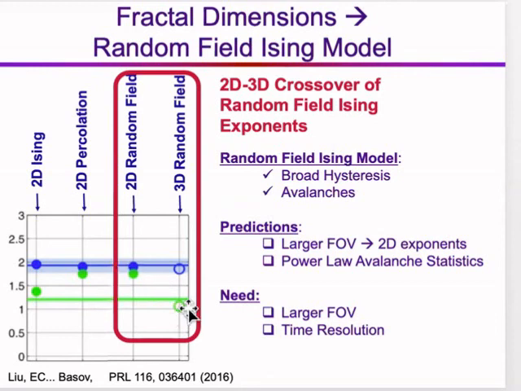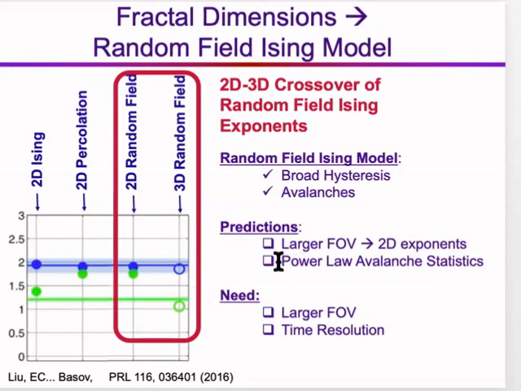We say that because there's a finite thickness to the material. And you might imagine that as you look on small length scales, you're seeing three-dimensional behavior. But as you go to longer and longer length scales, it should tend towards the two-dimensional case. So characteristics of the model are that you expect broad hysteresis and you expect avalanches, both of which have been observed. Predictions are that with data on larger fields of view, these extracted exponents should tend towards the two-dimensional values. So we are collaborating with experimentalists now to try to get larger fields of view in order to test that.